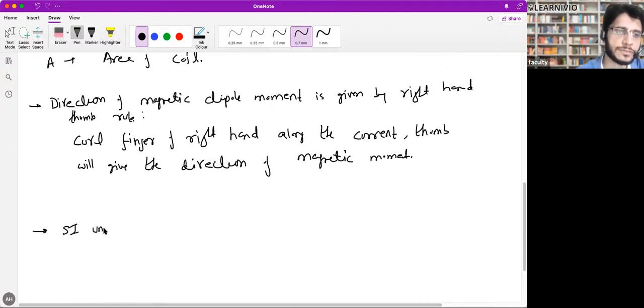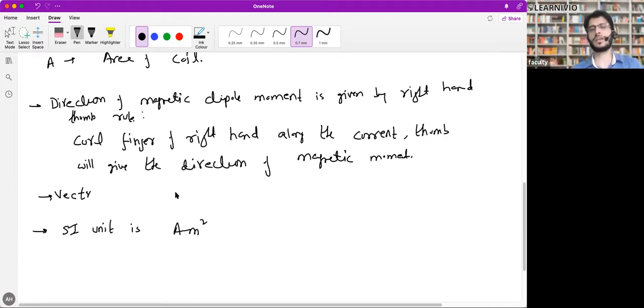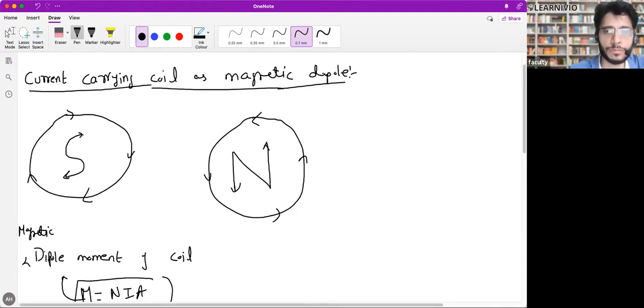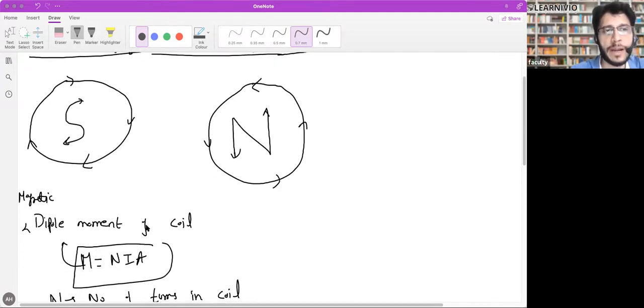Its SI unit is ampere meter square, because current is in ampere and area is in meter square. Note it down. Then we will do two numericals on this concept, one formula based, another tricky. M is the magnetic dipole moment.